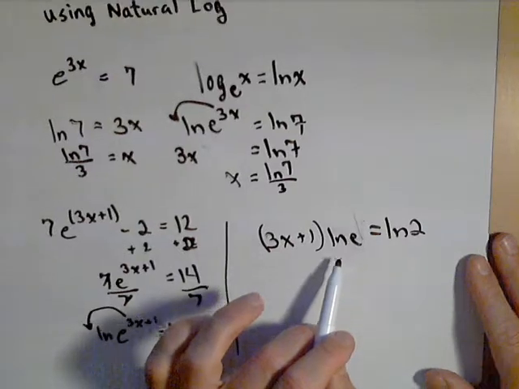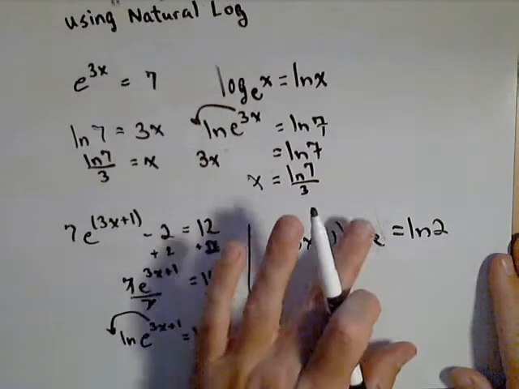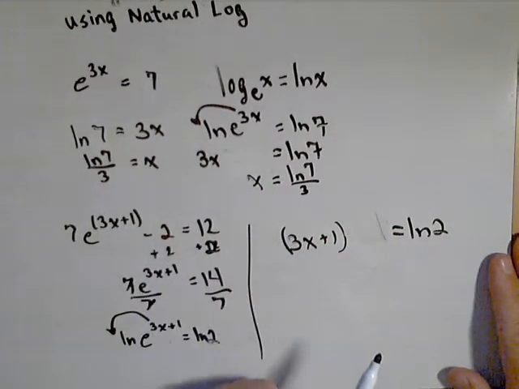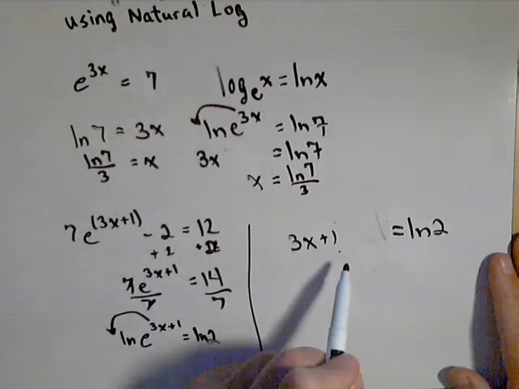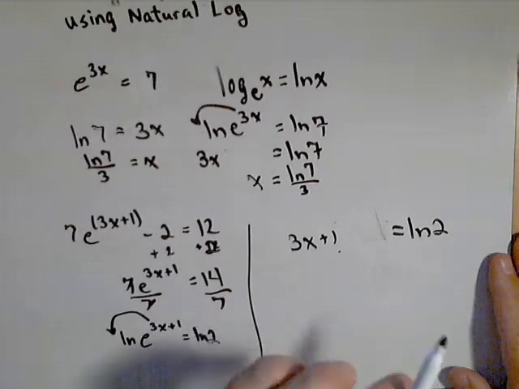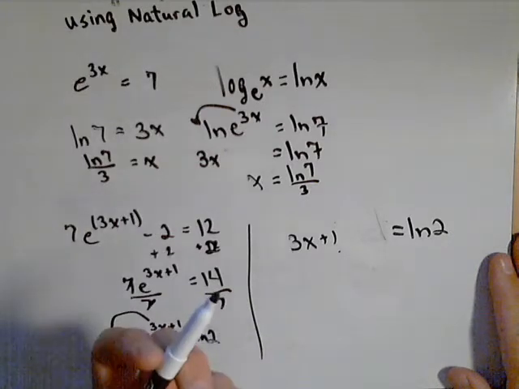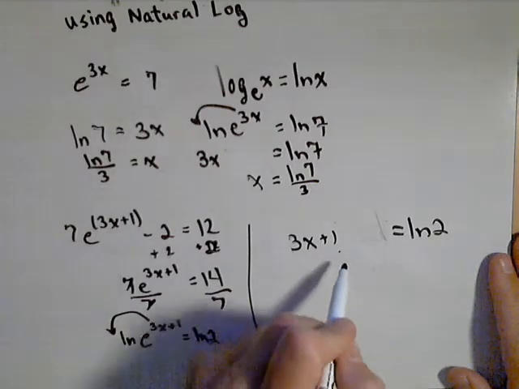Now, as we mentioned before, natural log of e is just 1, so that's going to go away. So we have 3x plus 1 equals ln of 2. And I would leave that as ln of 2. We're going to find a nice exact answer. If we want a decimal, we can always find that at the end.